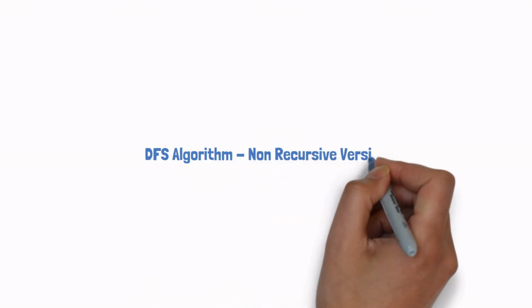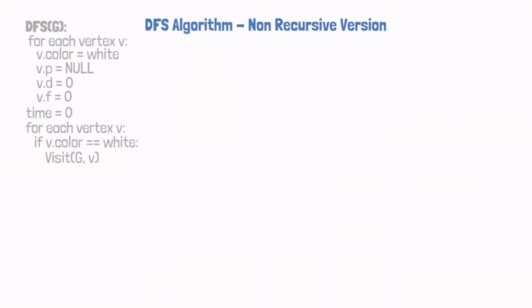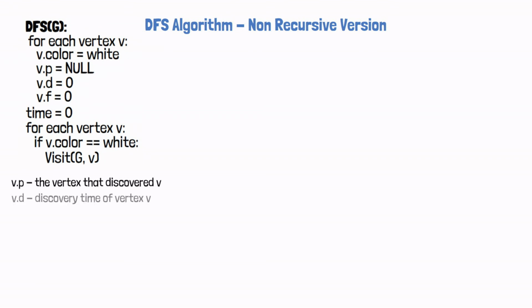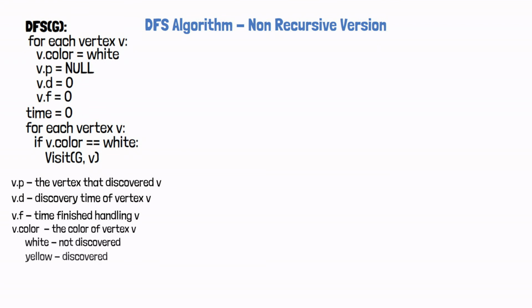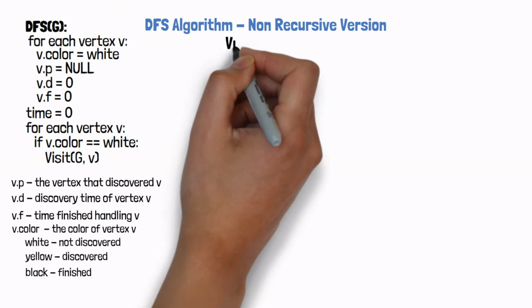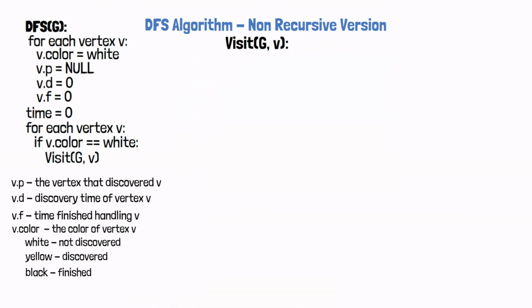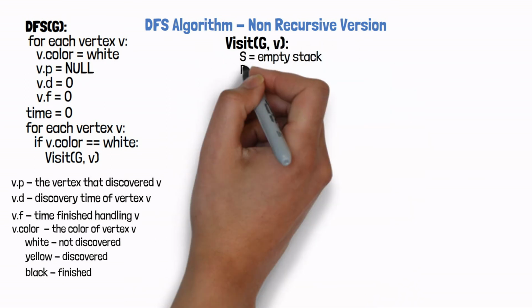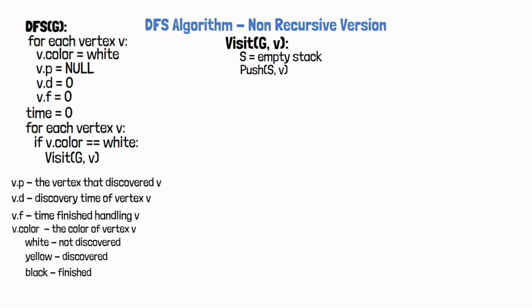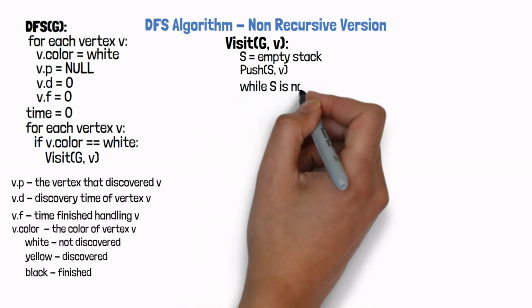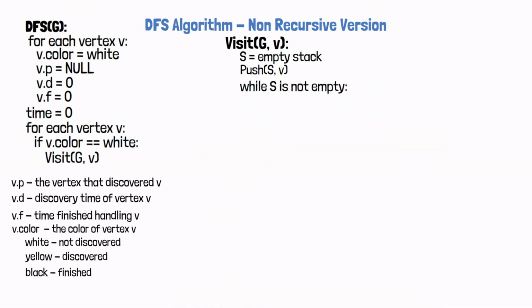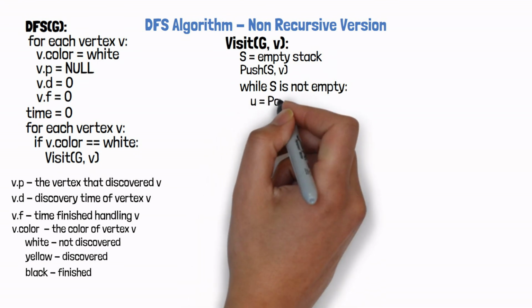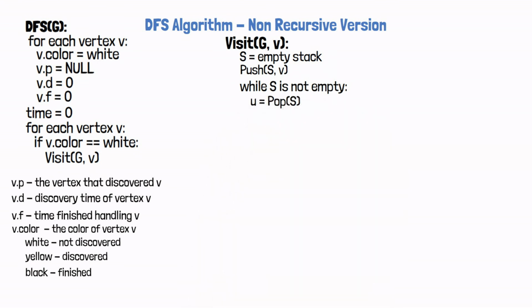The beginning is exactly the same as before. We are only going to change the visit method. We will also track the same properties we tracked before. Let's go over the non-recursive version of the visit method. First we init a stack and push v to the stack. We then have a while loop that will run as long as the stack is not empty. In the while loop, we pop a vertex from the stack and store it in a variable u.